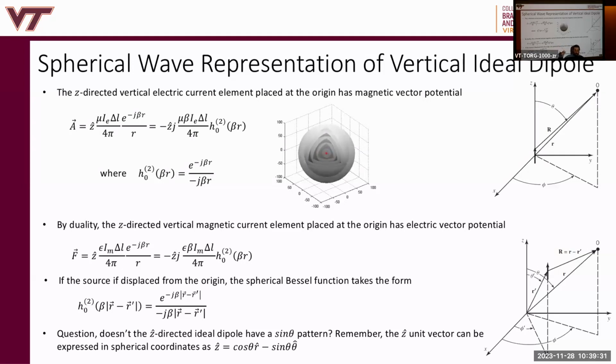Because capital H decays as 1 over the square root of r, or square root of rho, whereas these spherical waves have to decay as 1 over r. So you have to add another 1 over the square root of r. You'll see that, right? So anyway, if it's not at the origin, then we can say that H0 2 is e to the minus j beta |r minus r prime|, capital R and capital R down here.